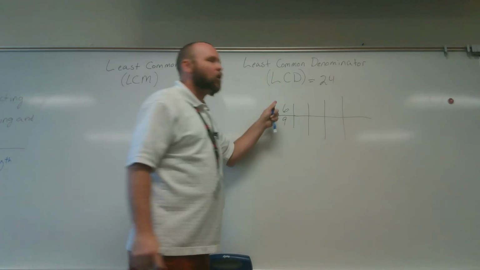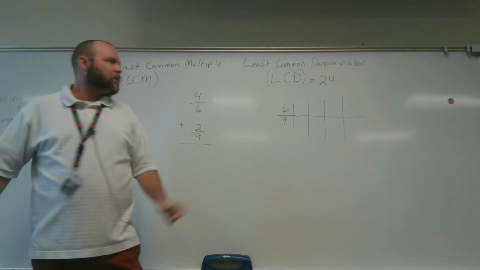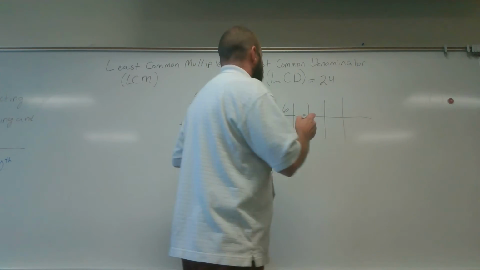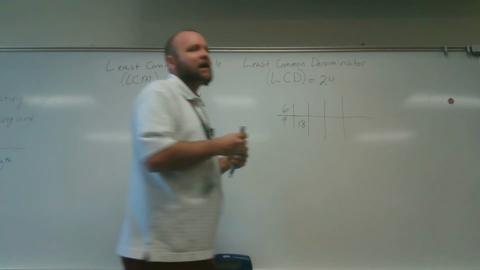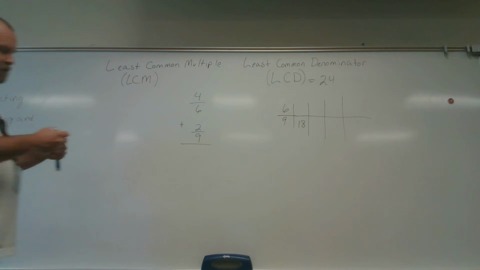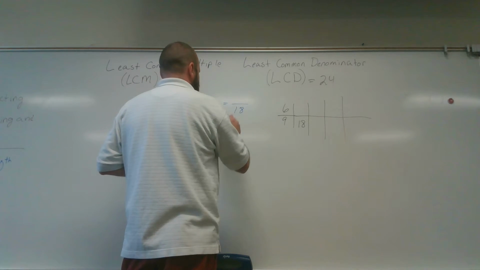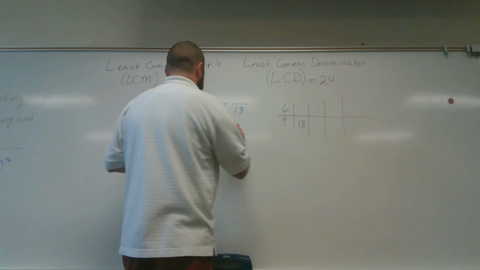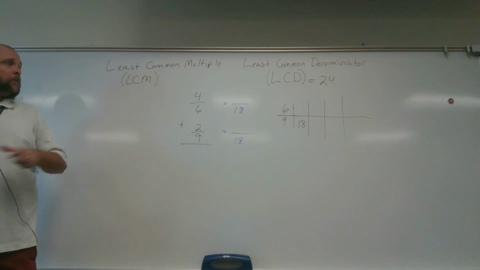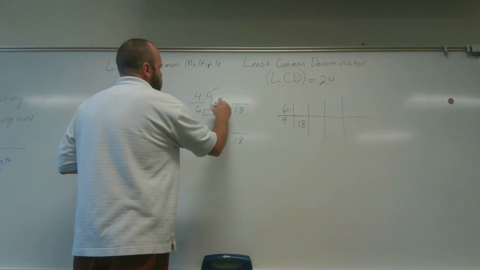So let's look at my multiples. Is 9 a multiple of 6? No. So what's 9 times 2? 18. Is 18 a multiple of 6? Yes. So I could change these so they're both over 18. And what do I multiply 4/6 by? So I have a denominator of 18.